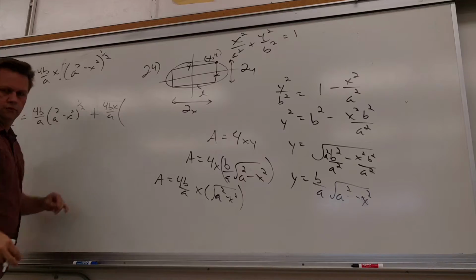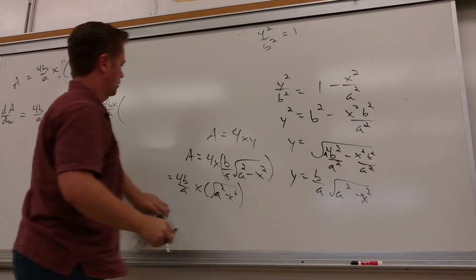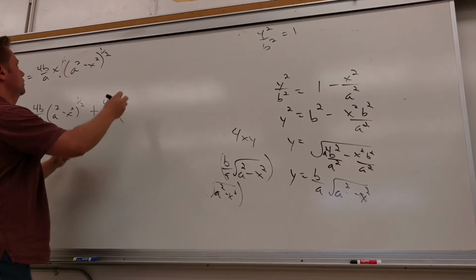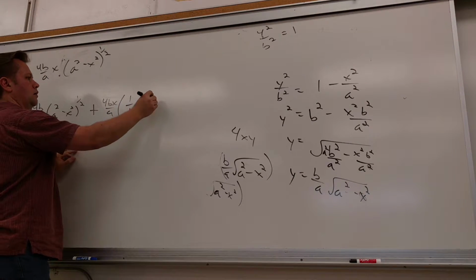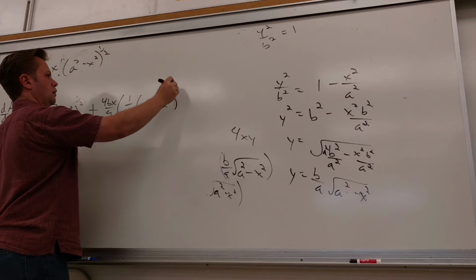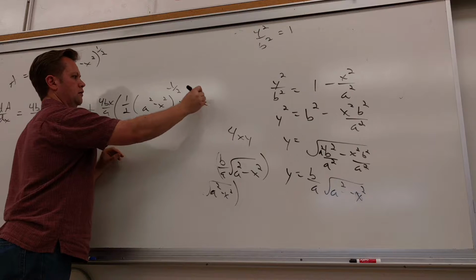1/2. Correct. Yeah. 1/4. Sorry? 1/2 is A squared minus x squared. And chain rule. Negative 2x, I like it.